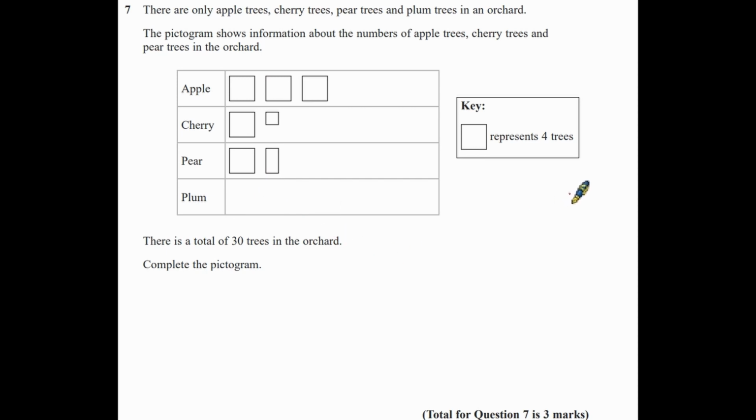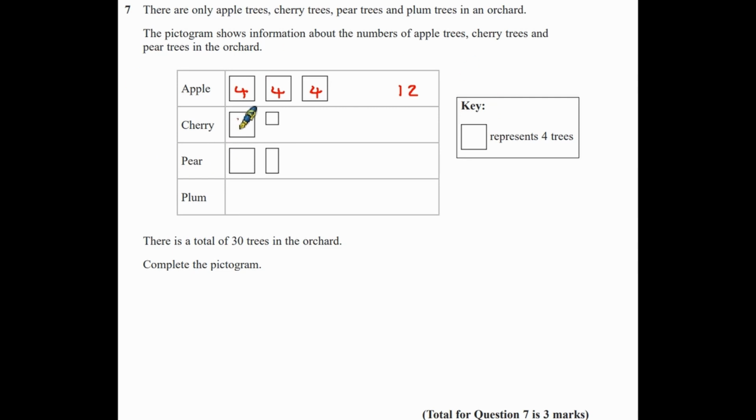So let's have a look at the pictogram and more importantly the key. So we are told that one of these large squares represents 4 trees. So if we look at the number of apple trees, there are 4 here and another 4 and another 4. So apple trees in total we have 12.